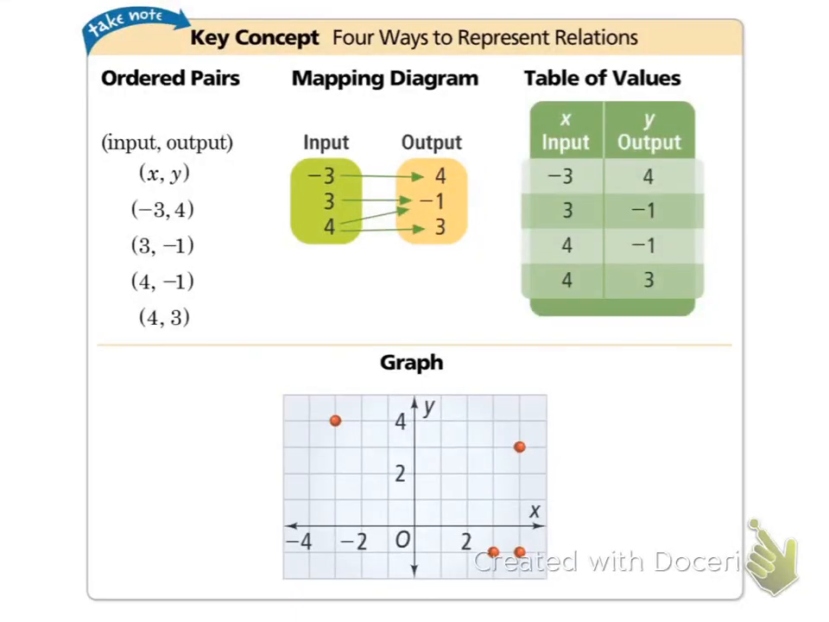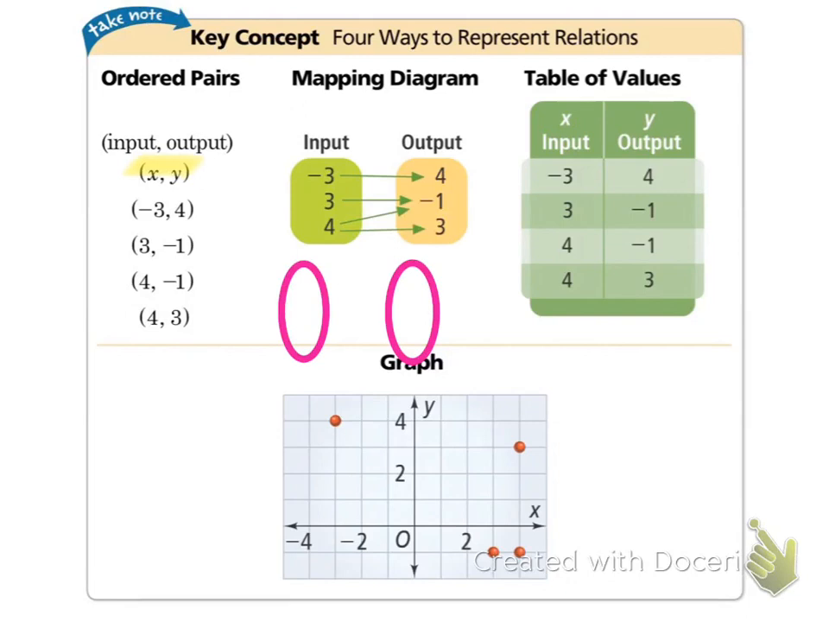Relations and functions can be represented in multiple ways. Four of the ways are using ordered pairs, listing your x, comma, y. Using a mapping in which you draw a circle for all your x values and a circle for all your y values, and draw an arrow to show which x goes to which y.